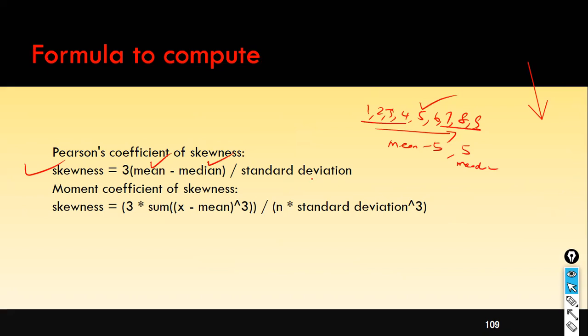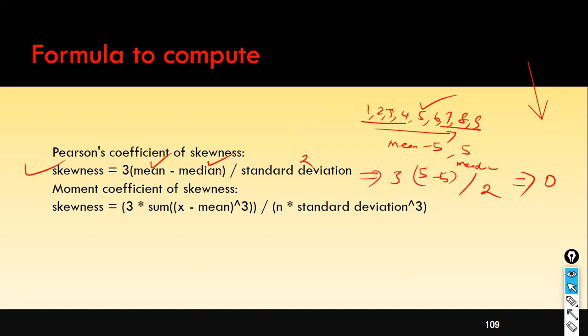Standard deviation we need to compute. In this case, the standard deviation is 2. So if you plug in these values, 3 into 5, where 5 is my mean, and the median is also 5, divided by the standard deviation, which is 2 here. In this case, what value are we going to get? 5 minus 5 is 0. 0 into 3 is 0. 0 divided by anything is 0.